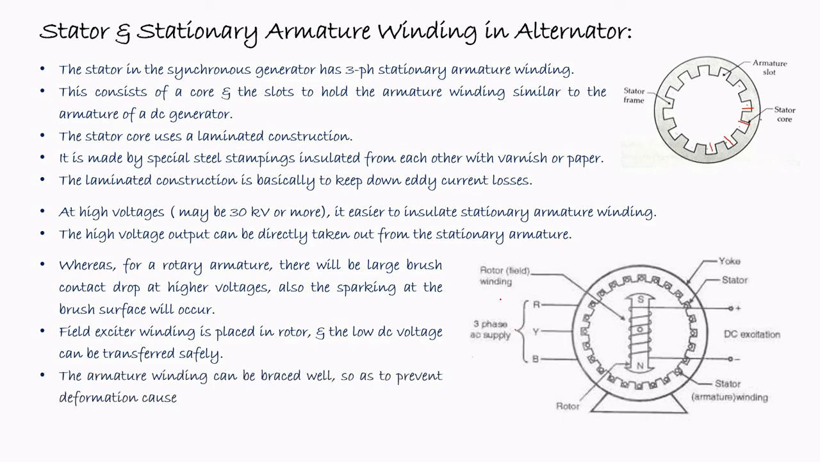The armature winding can be braced well so as to prevent the deformation caused by the high centrifugal force. As the armature winding is placed in the stator, and if the rotor is rotating at a high speed, there is no chance of deformation of the armature winding because armature windings are placed in the stator, which is the stationary part. So this is another reason why the armature windings are always placed in the stator in case of a synchronous generator.